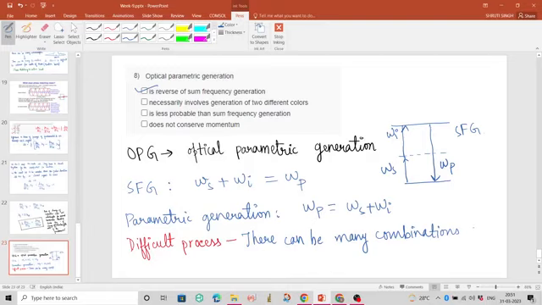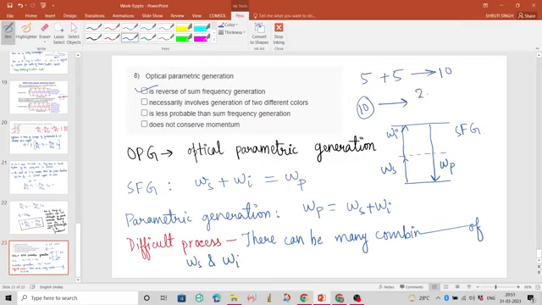There can be many combinations of omega s and omega i of the signal and idler, right? Take the example of second harmonic generation. Suppose we have 5 plus 5. So 5 and 5 will give 10 only. But if we want to break 10 into two constituents, we can make combinations of 2 and 8, 3 and 7, 5 and 5, 4 and 6. So there are so many combinations possible.